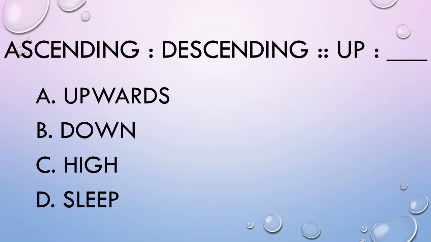Letter C is a word related to up. However, it is not an antonym. Letter D is a word not related to up. Again, the answer for this item is letter B.